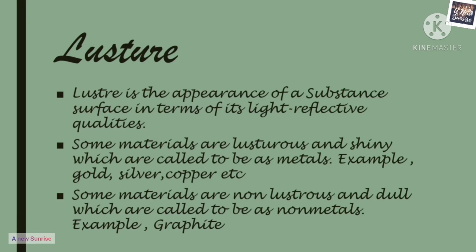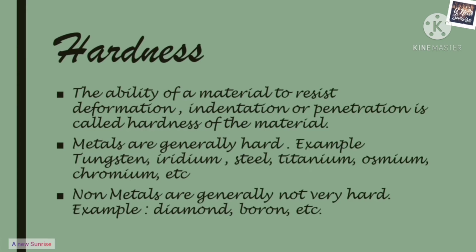Whereas non-metals do not possess any such characteristics. They are very dull in appearance. Some materials are non-lustrous and dull, which are called non-metals. Example, graphite.